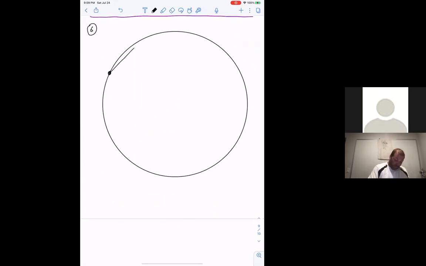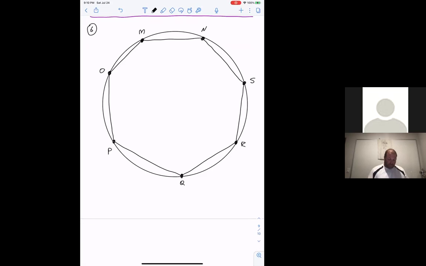So we have 1, 2, 3, 4, 5, 6, 7. 7-sided figure. Okay, labeled as M, N, S, R, Q, P, and O.